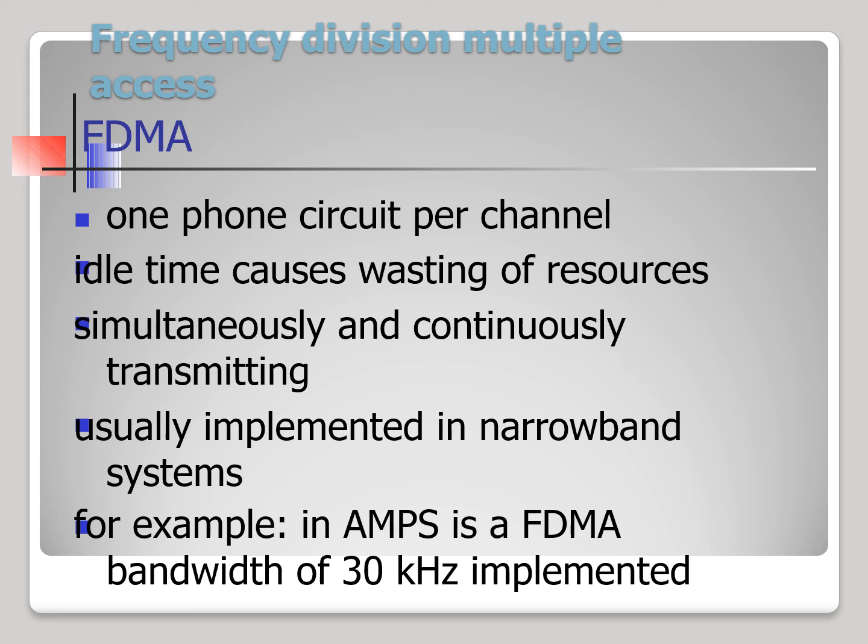Here the advantage is that any user can communicate at any time. That is, simultaneous and continuous communication is possible. These types of systems are implemented in narrowband systems. For example, AMPS. It is an example where the bandwidth is 30 kilohertz.